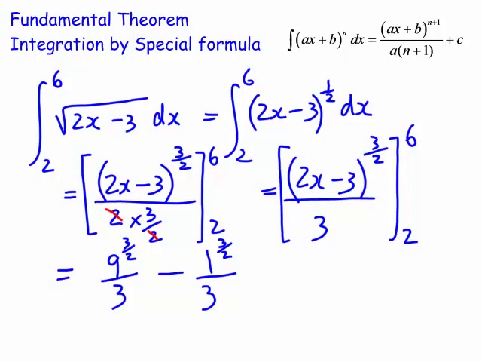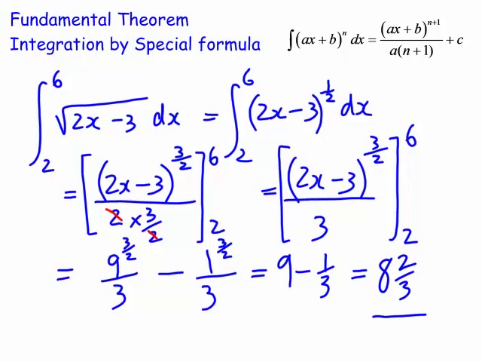So all over 3. So we end up getting 9 to the 3 on 2. Well, that's the square root of 9 cubed, so it's 3 cubed, 27 on 3, so it's just going to be 9 minus 1/3, which is equal to 8 and 2/3.